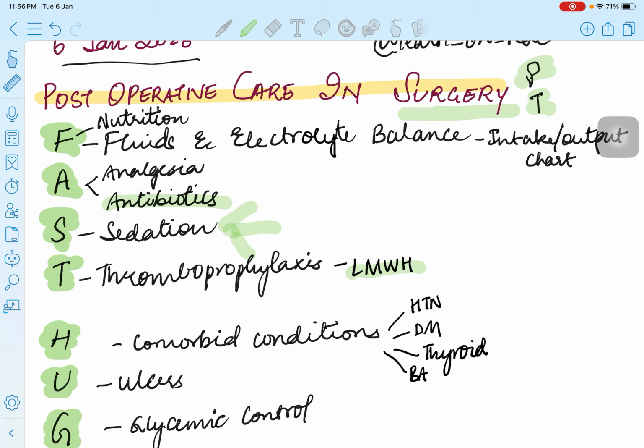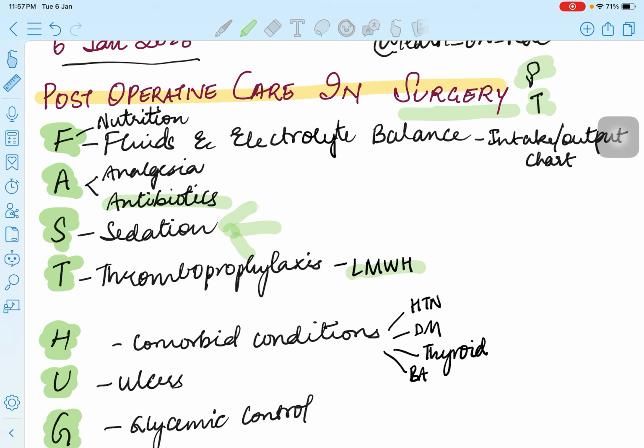In A it comes analgesia, which are given as painkillers post surgery to reduce the pain which the patient did not feel under the anesthesia during the procedure. And another one is antibiotics. It's given both preoperatively, postoperatively, and just before the surgery as well. As per the SAP protocol, antibiotics are given to the patient.